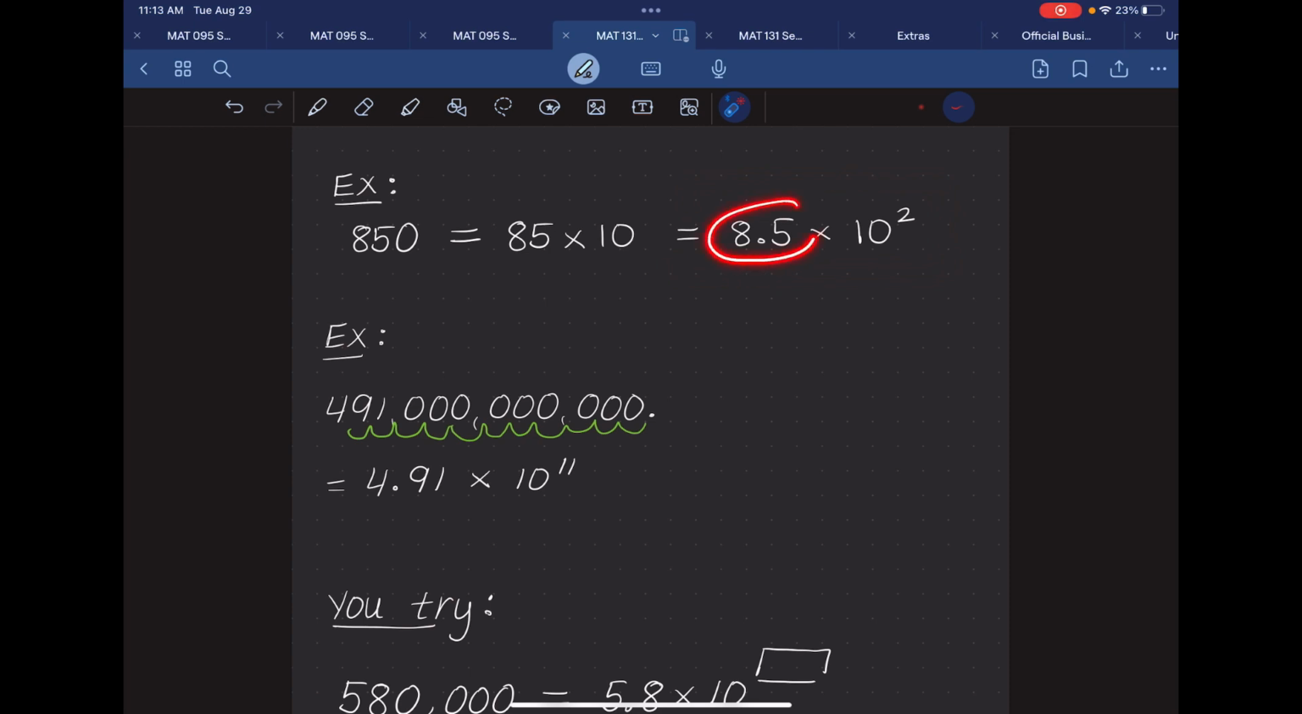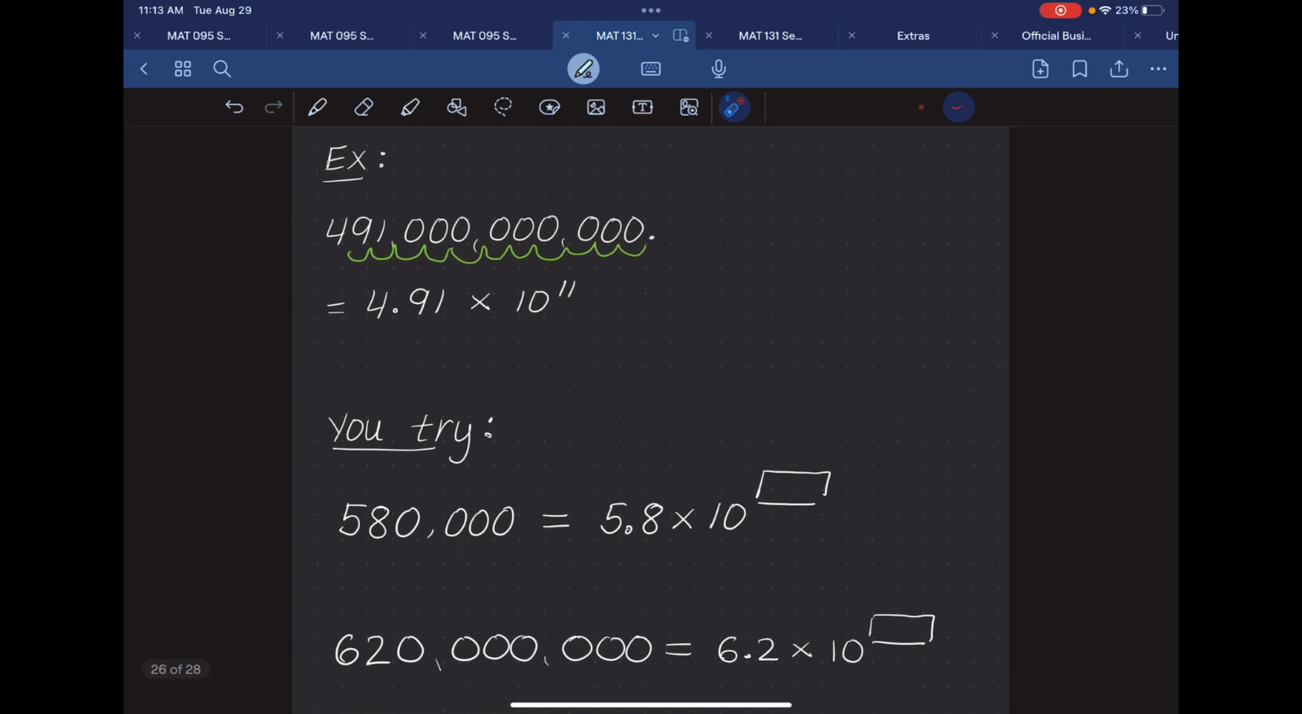So we have the digits that are in our number, and then we basically have the power of 10 that our number is. So 850 is 8.5 hundreds, which is 10 squared.